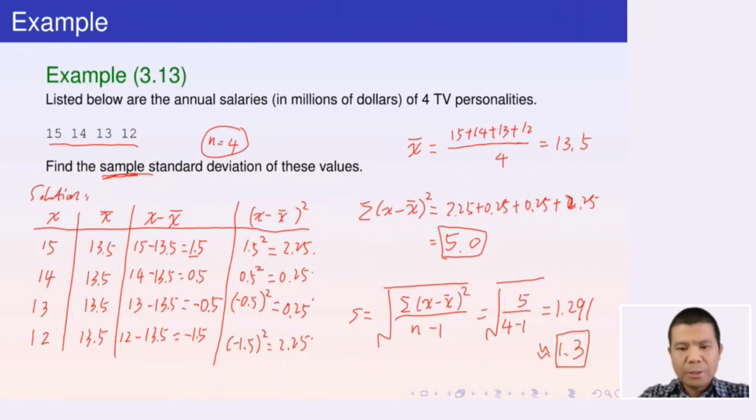Okay. So we got this one is 1.3, and this is in millions of dollars, right? In millions of dollars. Very good.